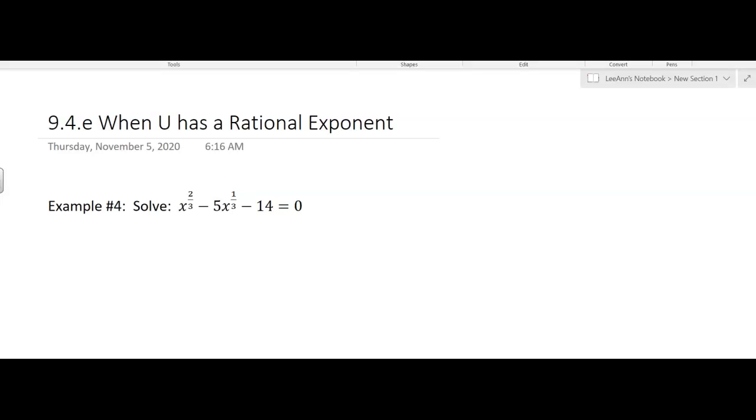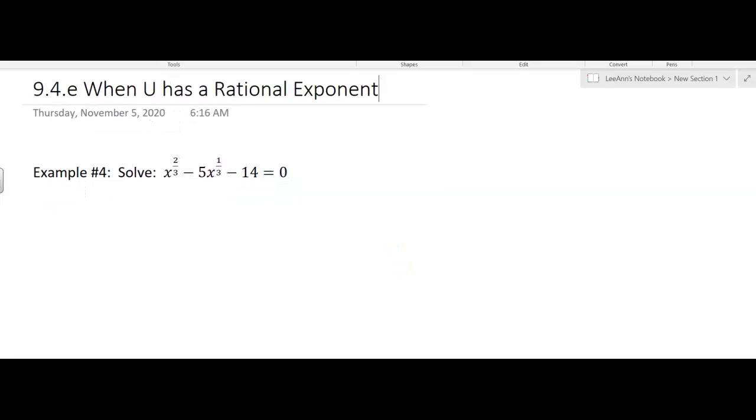Okay, so now we have another equation, and this time it's got fractions for the exponents, so they're rational exponents. Again, I'm going to look here in the middle and let u equal x to the 1/3. You might want to think that's the same as u equals the cubed root of x, but for now I'm just going to keep it x to the 1/3.